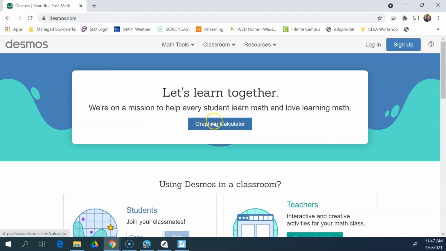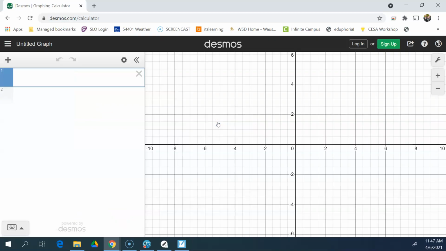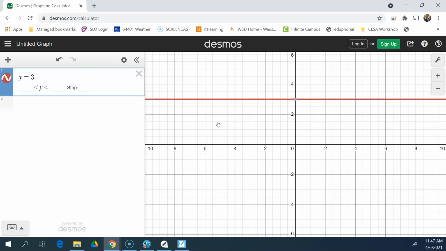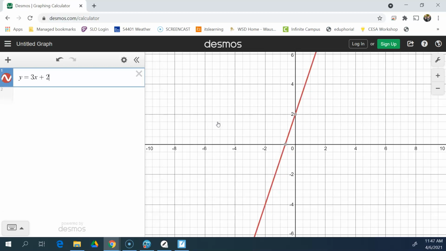We're going to use the graphing calculator on Desmos.com here now. Okay. Now, Desmos.com is kind of cool. It's a graphing calculator. I can type in y equals 3x plus 2, and it'll graph it for me.